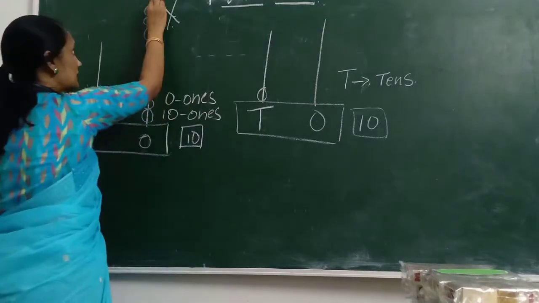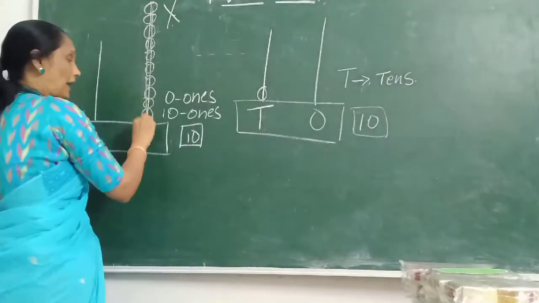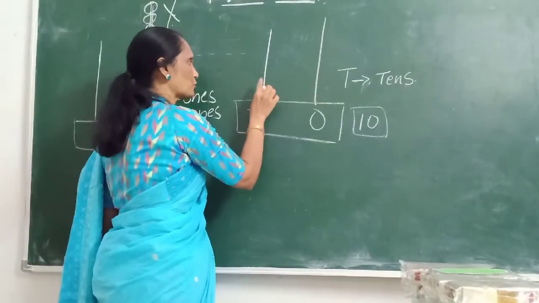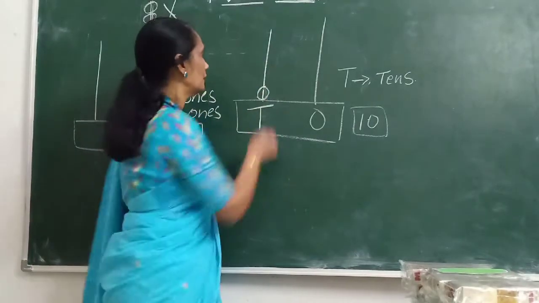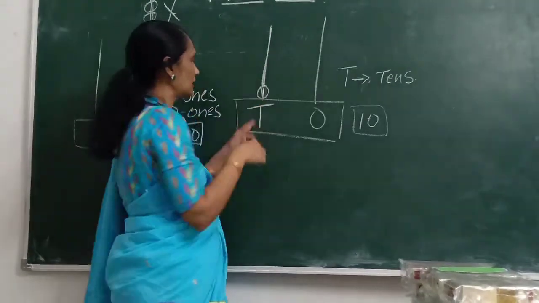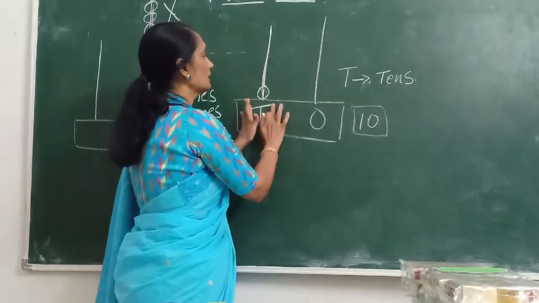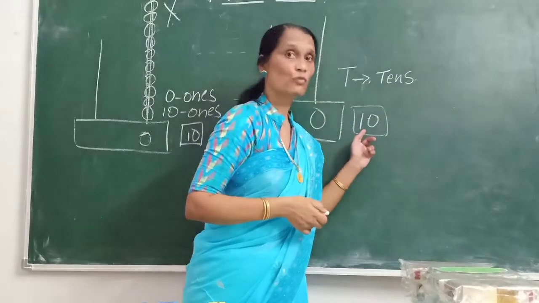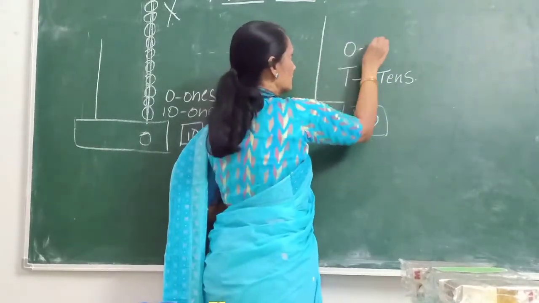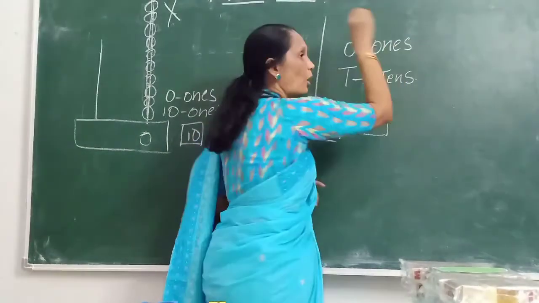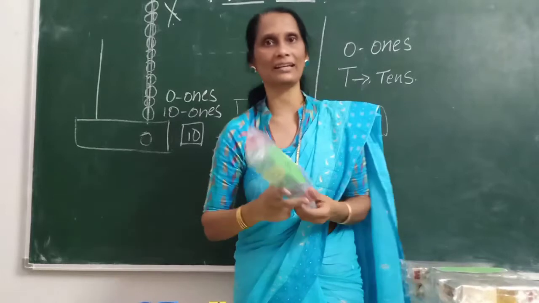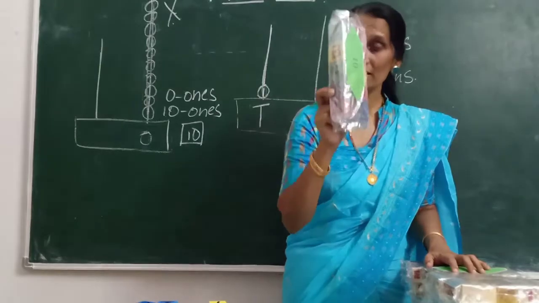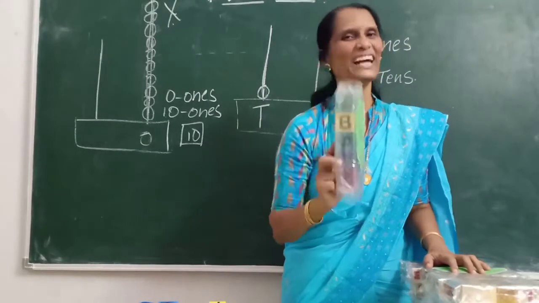Is placing 10 beads on the same line right? No. We have to show a single bead on this line. This line is the tens place. This is tens. T means tens. O means ones. So you understand this one as a block of 10. That means 10 single units make 10.